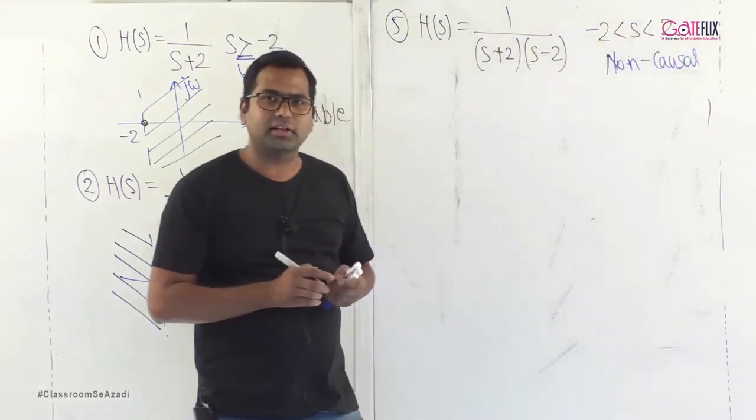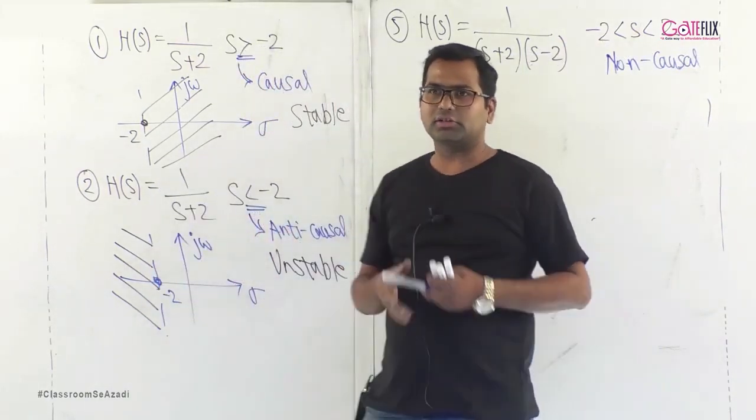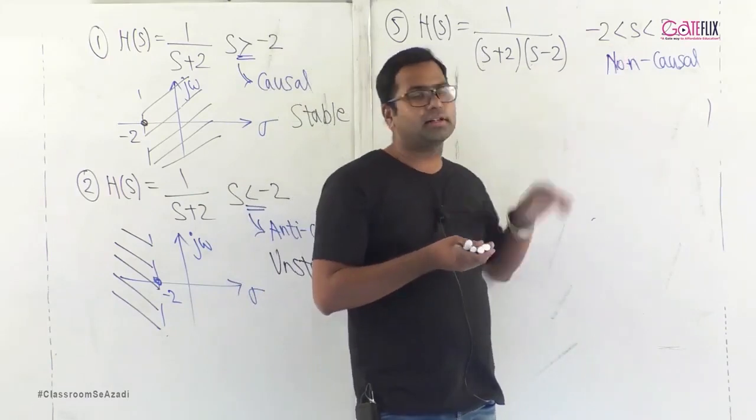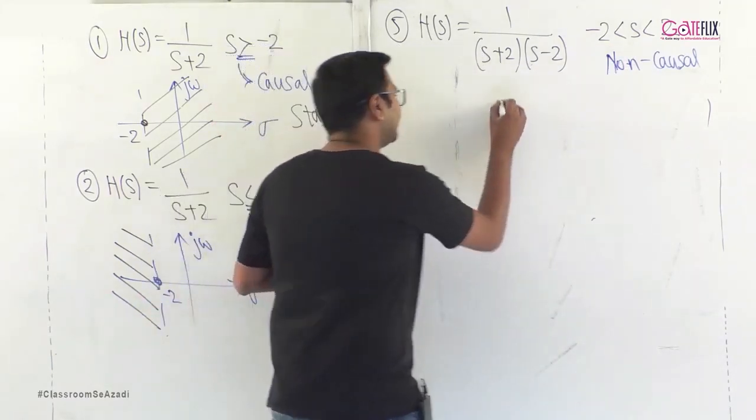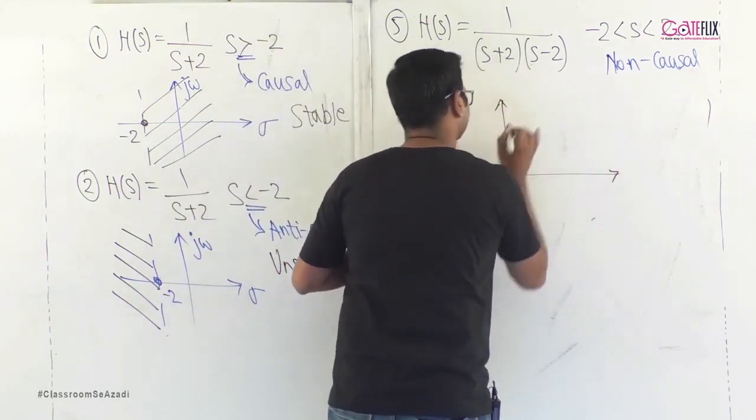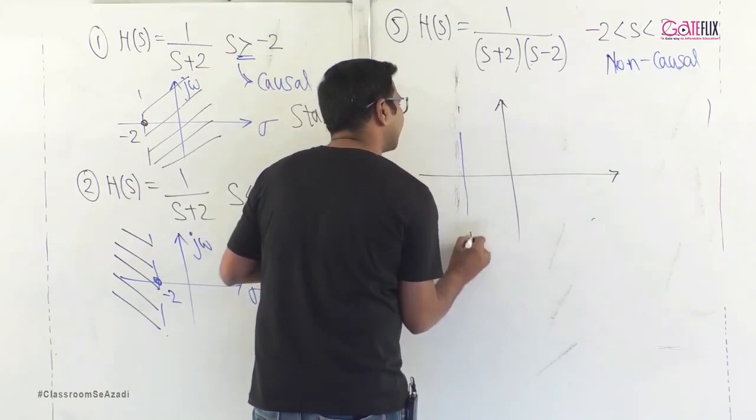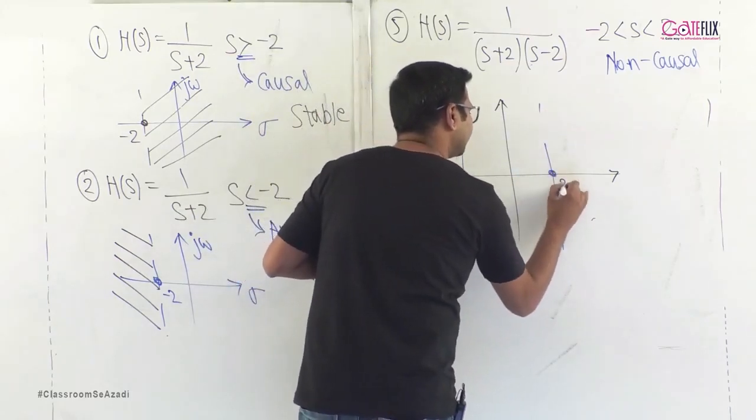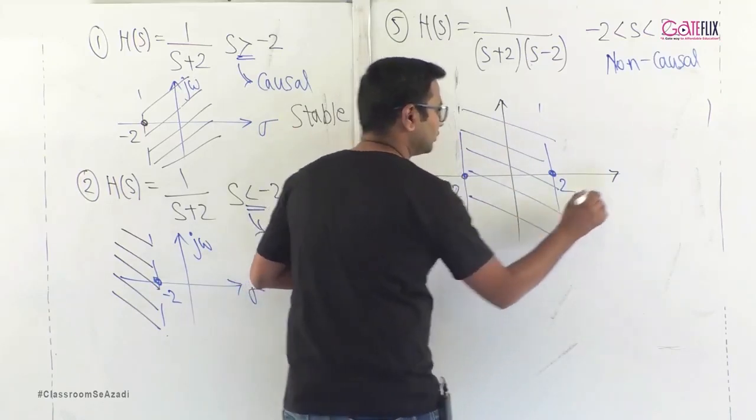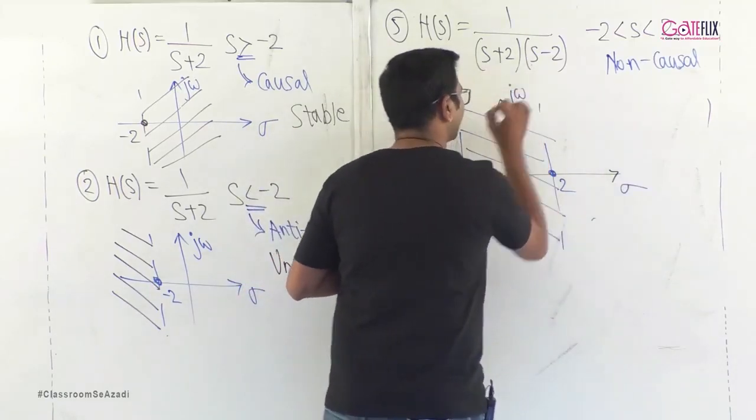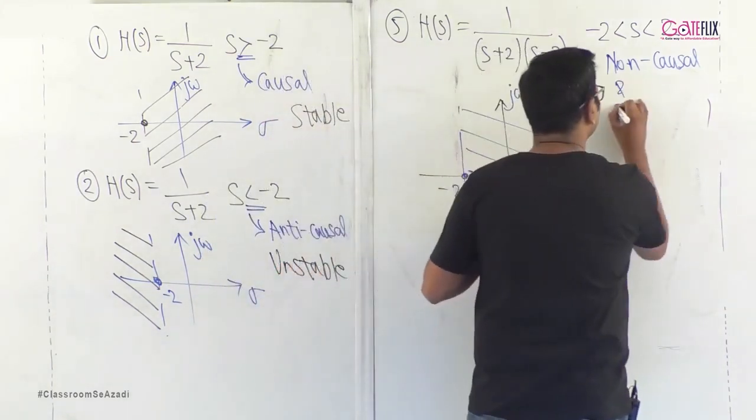Therefore, greater than sign would give me a causal system, less than sign would give me an anti-causal system, whereas both greater than and less than sign would give me a non-causal system. Let us look at the stability by drawing the ROC. If we draw the ROC, it is between plus 2 and minus 2. The ROC includes j omega axis. Since the ROC includes j omega axis, the system is stable.